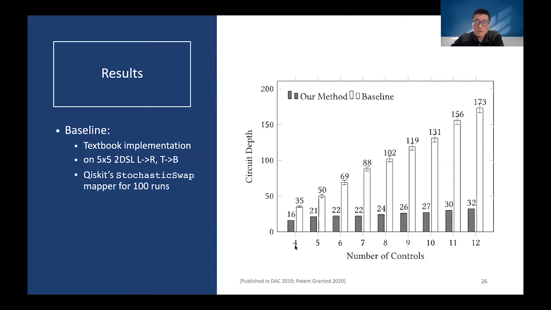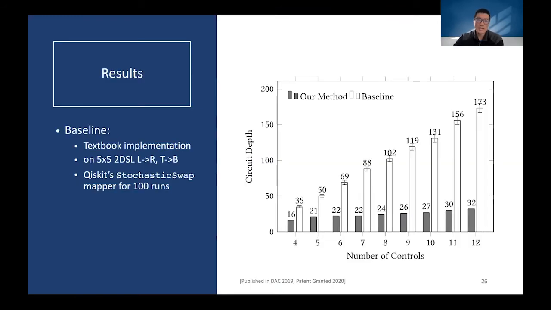As you can see, as the number of controls increases, our proposed method produces circuits that have very slow growth in terms of the circuit depth, because it can very effectively use the parallelism embedded in the H3 topology with the help of relative phase Toffoli gates. Whereas the baseline method has a very dramatically fast increase in circuit depth as we increase the number of controls. So at the end of the day, to implement, for example, a 12 control multi-control Toffoli gate, our strategy will produce a circuit that's a fraction of the baseline strategy in terms of circuit depth.